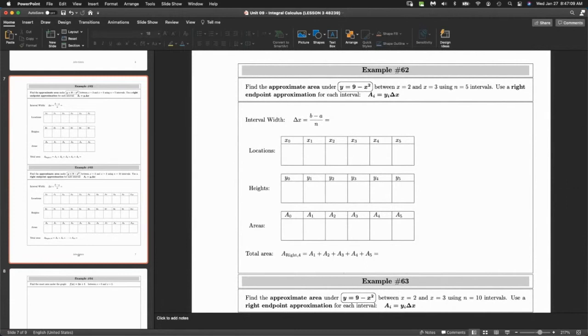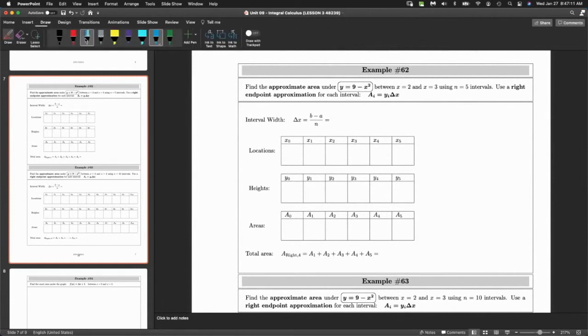So anyway, let's find the approximate area under this parabola. There's your parabola. It's not a straight line anymore, so it's not going to be easy numbers anymore. You actually have to get your calculator out and punch stuff in. And we want to go from x equals 2 to x equals 3. So that's a and b. And we want to use 5 intervals.